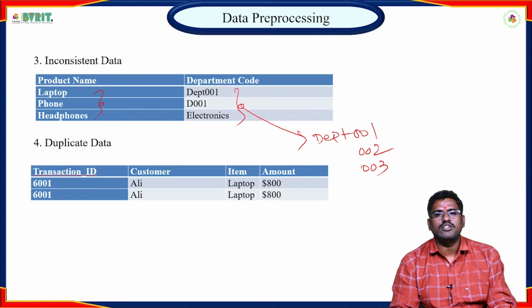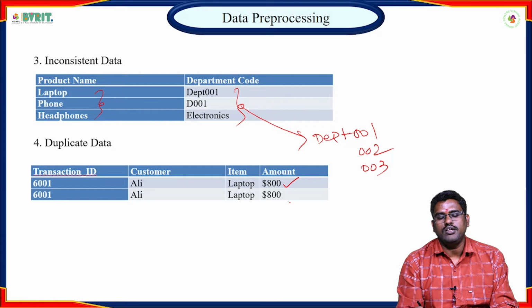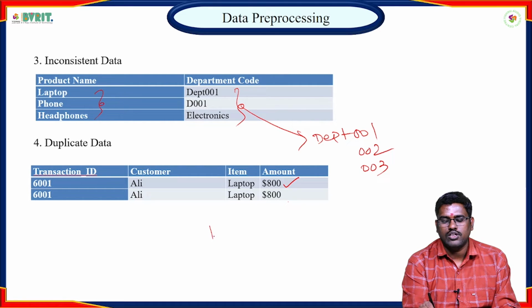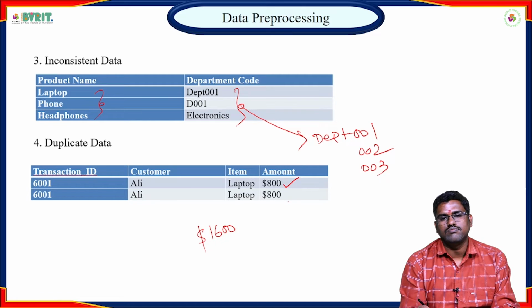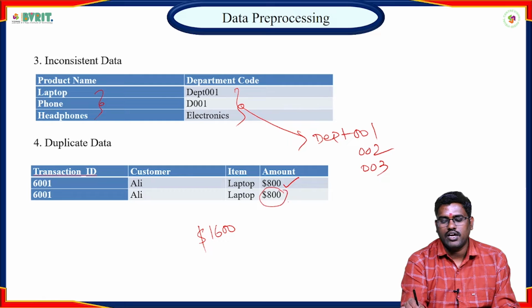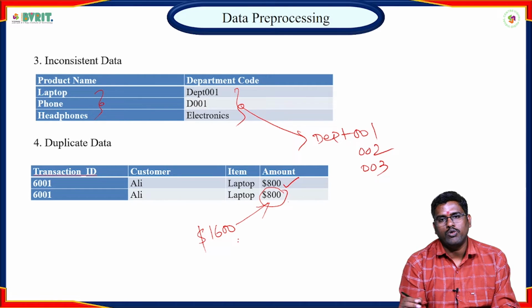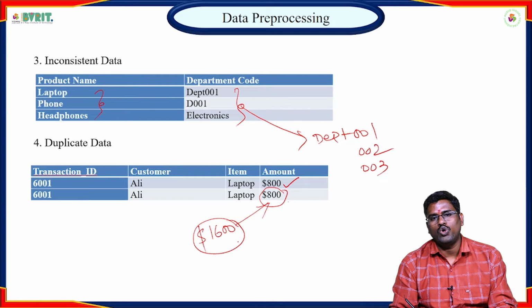Next one, duplicate data. Duplicate data means the same type of data will be there in the next row. In the first row we have $800, and in the second row also the same thing, $800. Actually, in place of this $800, the actual value is $1,600. Because of a typing mistake, we replaced the $1,600 with $800. We need to identify this data and modify it from $800 to $1,600. So that is about duplicate data.